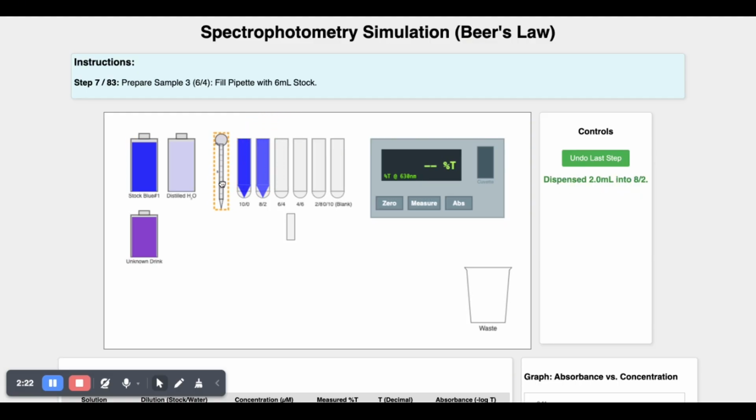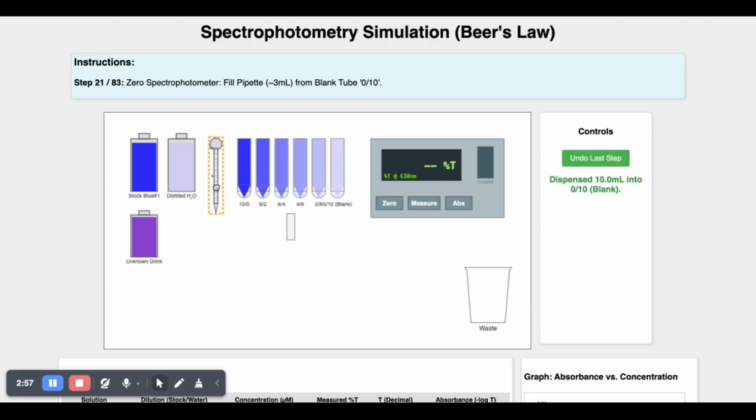I begin by pipetting into the 8 over 2 tube, and since this tube contained less total dye, I added distilled water afterward to reach the correct dilution. I'll be repeating this step for the rest of the tubes, adding less and less of the stock while adding more distilled water. And the last tube is the blank, containing only distilled water.